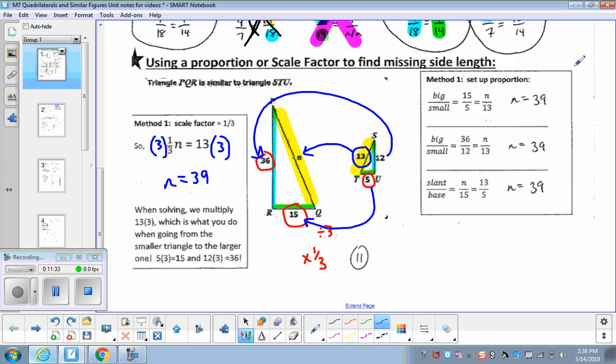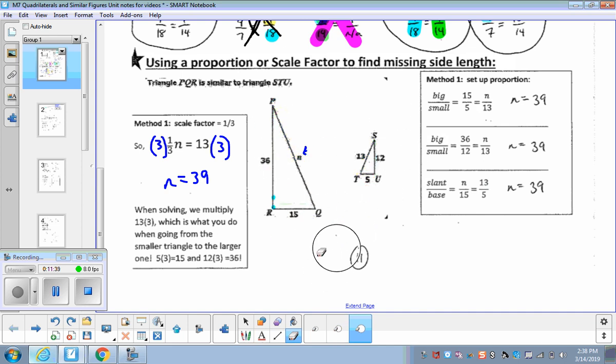So a couple different proportions that we could set up. Once again, let me just erase this. I can't get inside your head to see how you see it. But what some of you do is compare big to small. So you see that the 15 matches up with the 5. And you're going from big to small, so you're saying 15 to 5. So then n to 13. So 15 to 5, n to 13. When you cross multiply and divide, you're going to get 39.